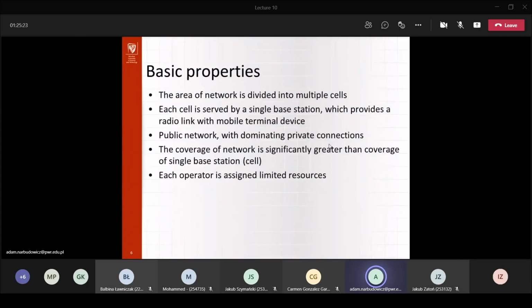Okay, what is important, of course, is that we are building a network, which means the coverage is much larger than the coverage of a single cell. Again, hopefully that's quite intuitive. And also each operator of the network is assigned limited resources. In this context, limited resources means bandwidth.